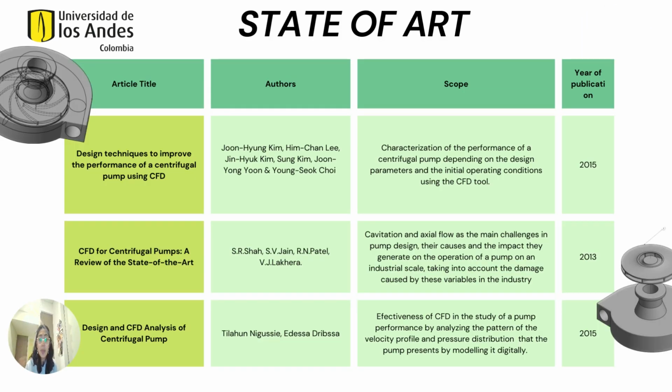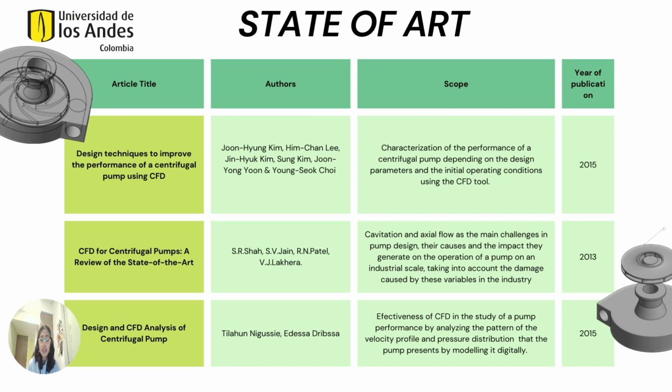Regarding the state of the art, a bibliographic review of different articles was carried out, which allowed deepening the knowledge about the operation and the dependence of the performance of the pumps based on their design parameters. Among this bibliographic review, the article Design Techniques to Improve the Performance of a Centrifugal Pump by CFD was analyzed, which contributed to understanding the characterization of the performance of a centrifugal pump from the parameters and initial conditions of operation, using CFD as a tool.